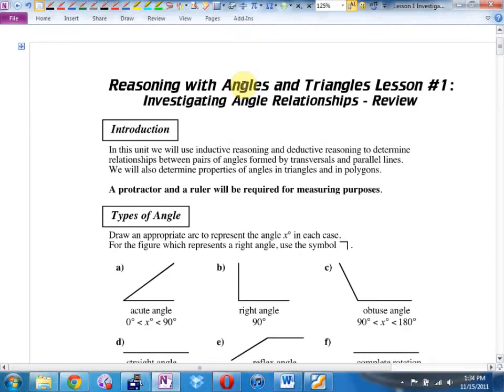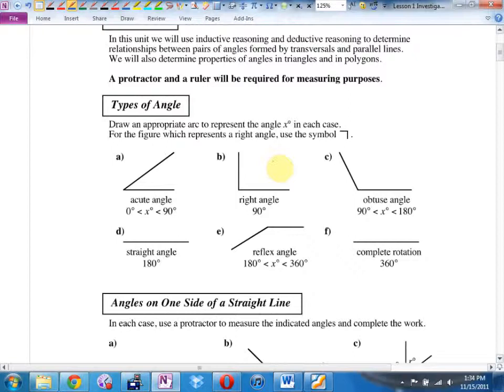So it says, in this unit, we will use inductive reasoning and deductive reasoning to determine relationships between pairs of angles formed by what are called transversals and parallel lines. Oh, heck. Let's jump down here. First of all, some definitions. Can you all underline or highlight the word acute angle? I'm going to ask you to know that word. I'm going to use that word.